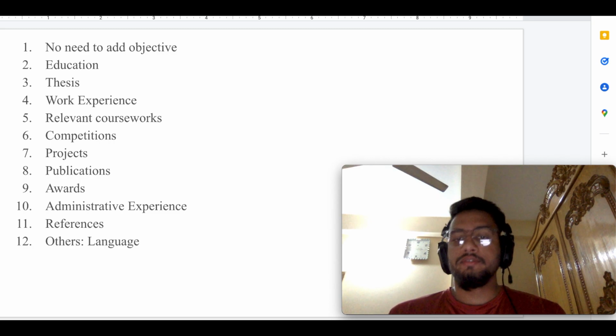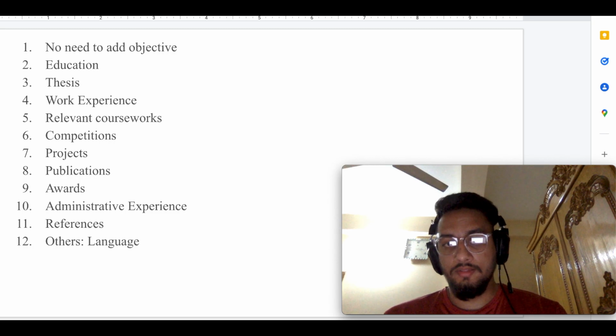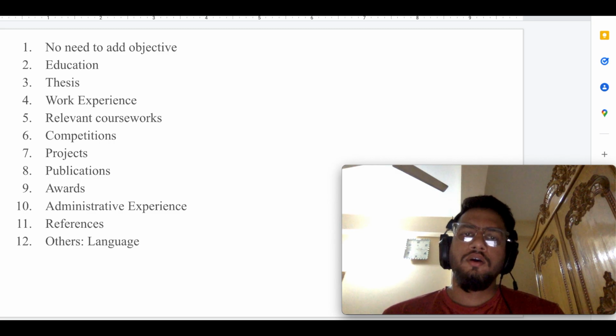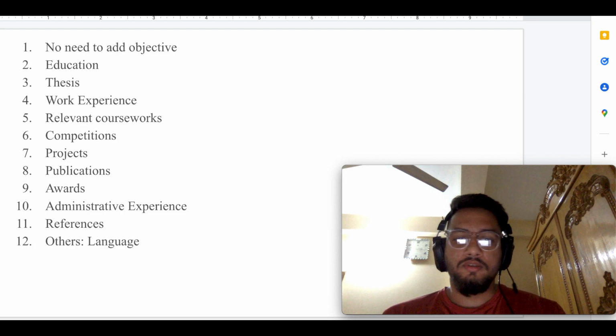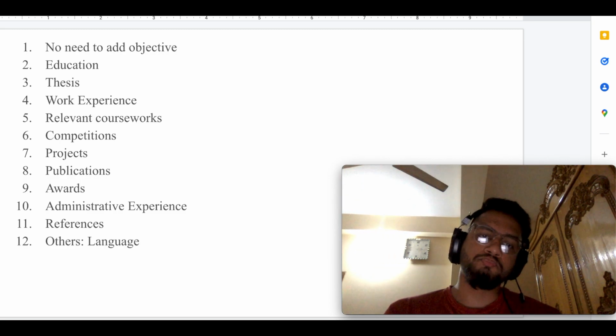Also, the third point is thesis. As this is a research-based CV, you must add the thesis separately in this CV. Usually you will add the thesis title, and if you have published the thesis in a conference or journal, then you should also mention it there in the second subsection. Also add the co-authors and your supervisor. Must is the must. So this is the thesis part, and the fourth section is the work experience.